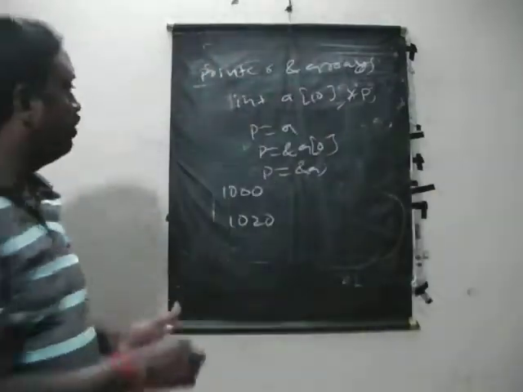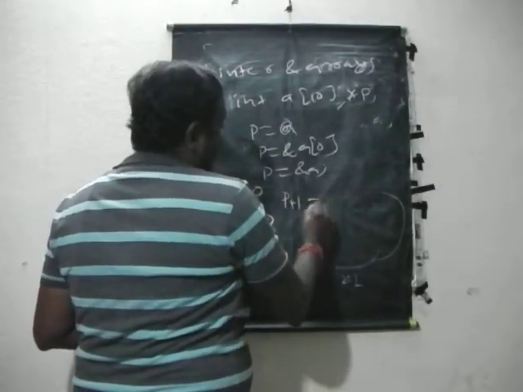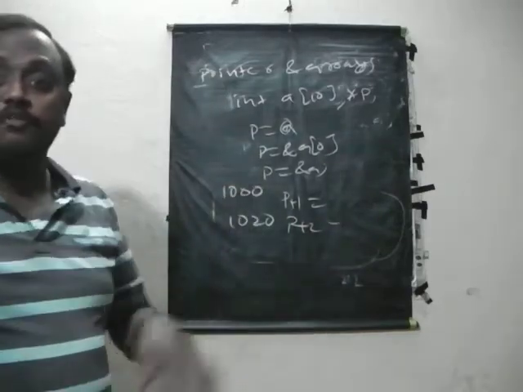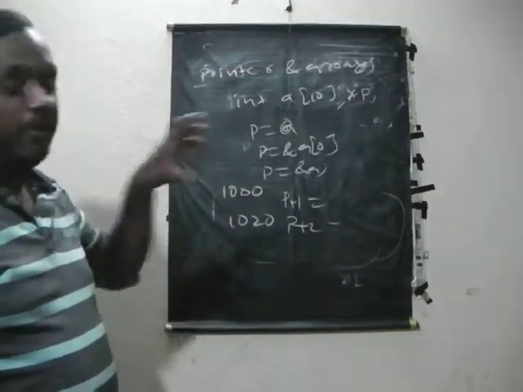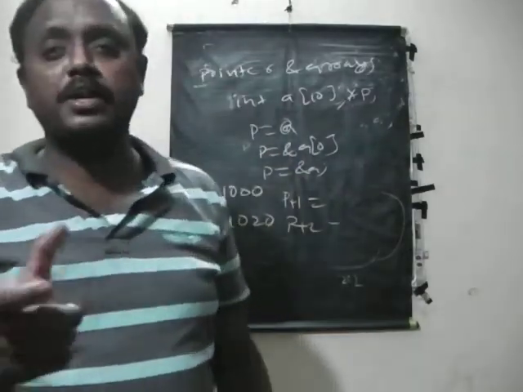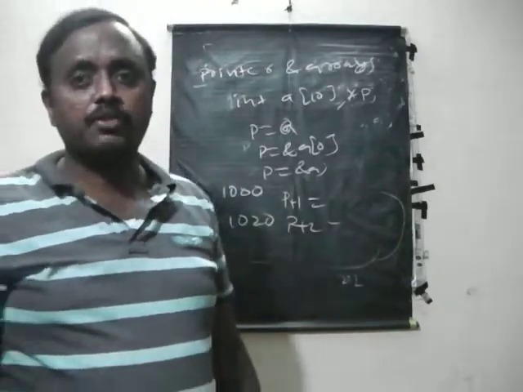So how do I know the values? P is equal to the first address. Next, P plus 1 is the second address, P plus 2 is the third address, P plus 3 is the fourth address. Like this, every address is assigned to the pointer. Then only we can say pointers have a close relationship with arrays. Right? So all of you understood, I think.